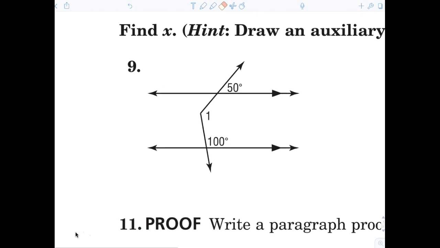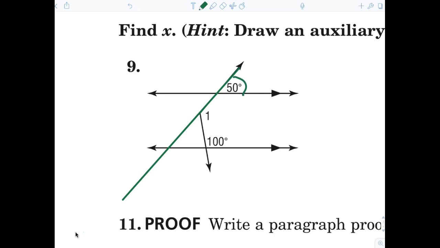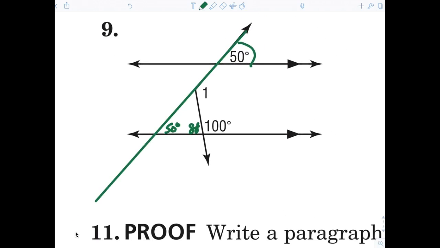You could have just drawn this line right here and extended it out this way, or the bottom. You with me? And so if this is 50 degrees, then this right here would have to be what? 50, right? And this is 100, so this would have to be what? 80, correct? That makes more sense in my opinion. They're supplementary, right? You with me?